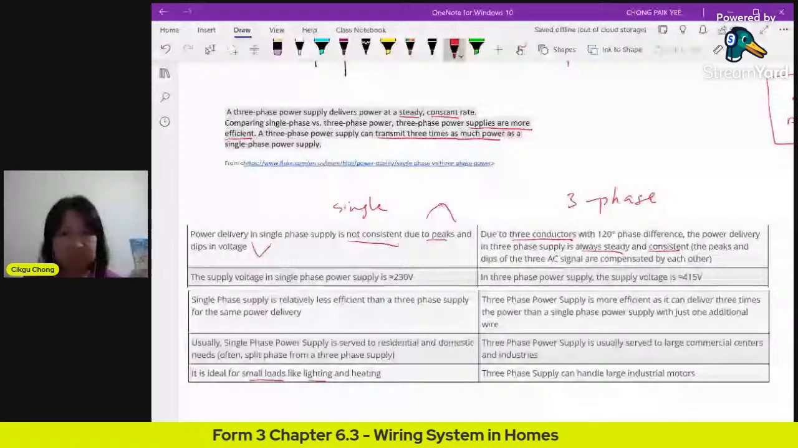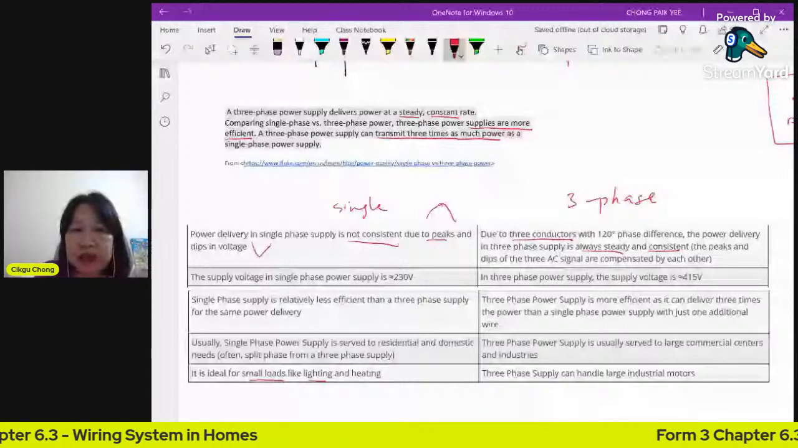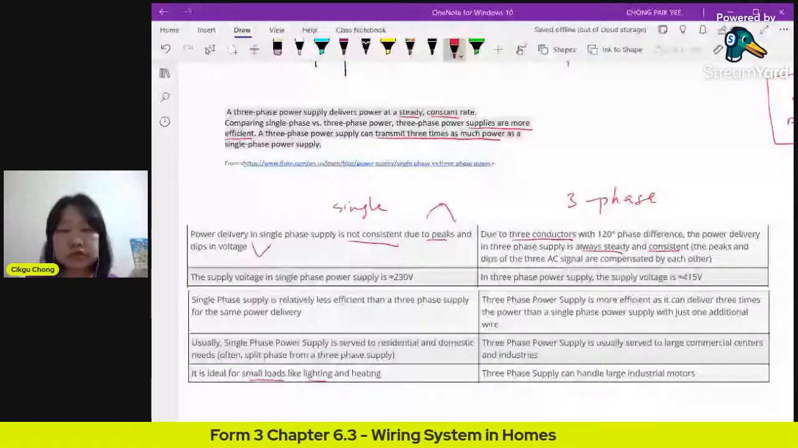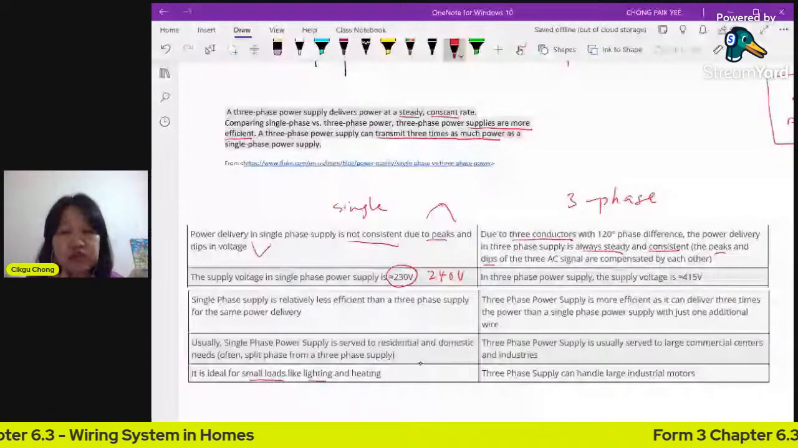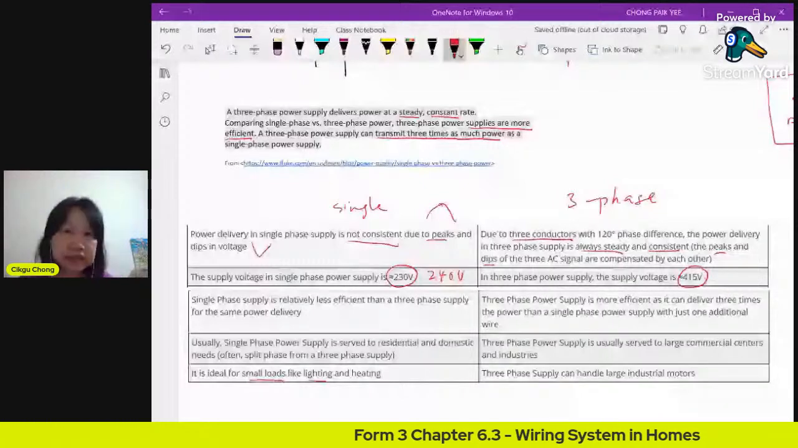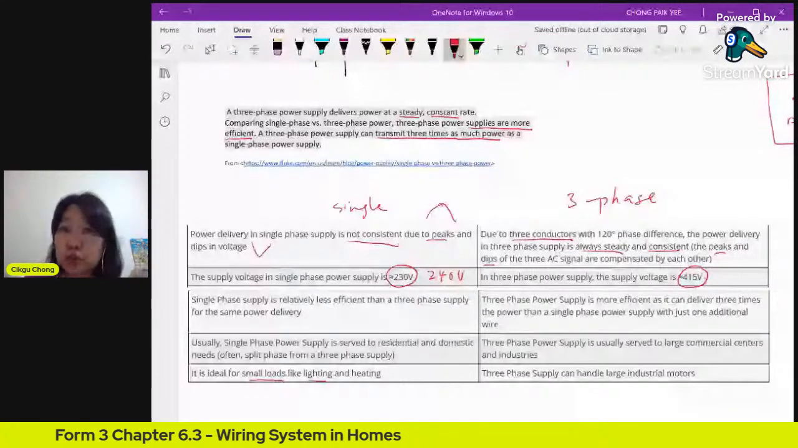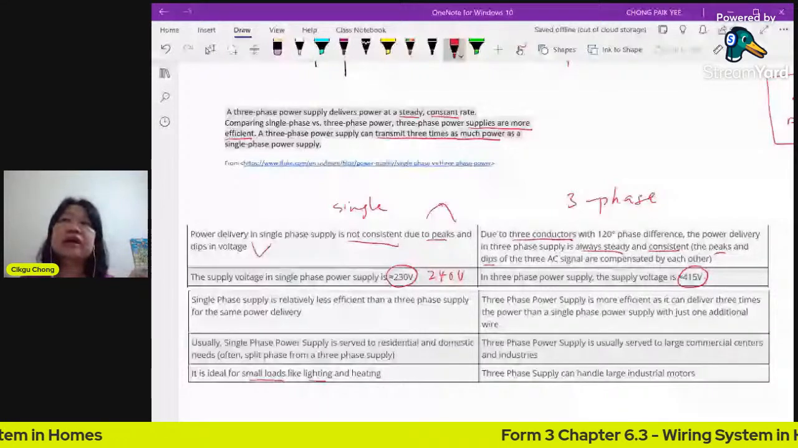Now for single-phase power supply, usually the voltage is about 230. In Malaysia, it'll be 240. In the UK, it's 230. And for three-phase power supply, the supply voltage is 450. So this is suitable for, like I said, businesses, buildings, hospitals, and also schools as well. We have three-phase wiring, and also you have hospitals and shopping malls, and basically these places which have a need for a lot of power.